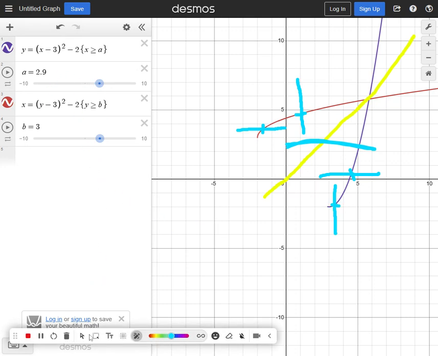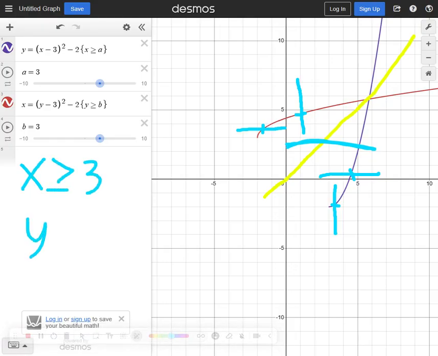Your restriction should be correct. Okay? So your restriction would be all x values greater than or equal to 3. Again, I'll write it here. X is greater than or equal to 3, and y is greater than or equal to 3 as well. Alright? Because this is 3 and going up. Make sense?